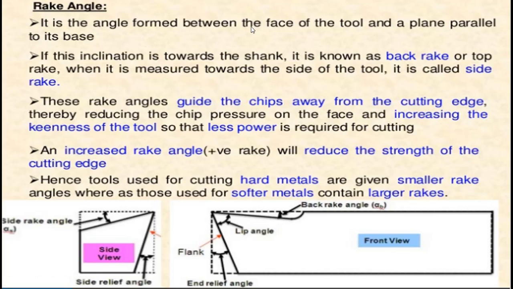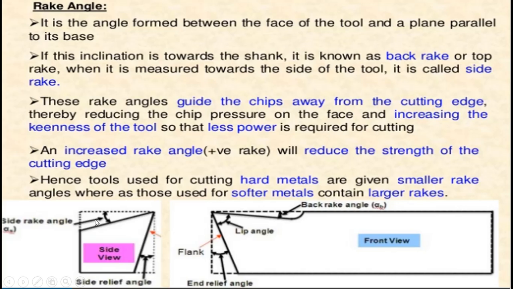Again, there are two types of rake angle: positive rake angle and negative rake angle. If the inclination is towards the shank, it is known as a back rake angle, also called a top rake angle. Here you can see the inclination is towards the shank, going downward. When it is measured from the side of the tool, or if you observe the side view of the tool, then it is called a side rake angle.